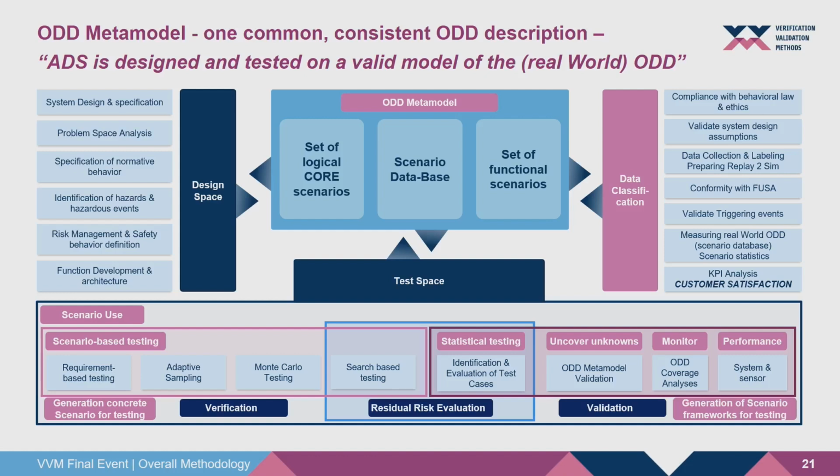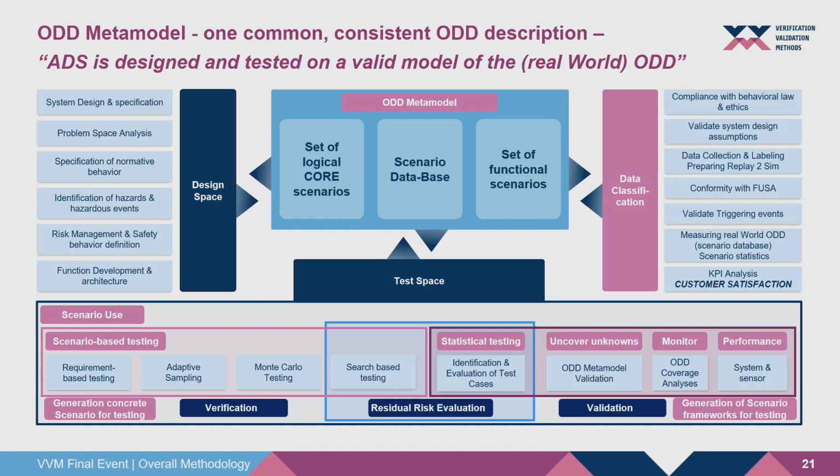On the bottom you can see a rough methodological structure of the validation and verification process. And you see here the use of scenarios. In verification for scenario-based testing, the scenario model or the algorithm are used to generate concrete scenarios for testing out of our scenario models. On the left side, in validation, it's a little bit different.